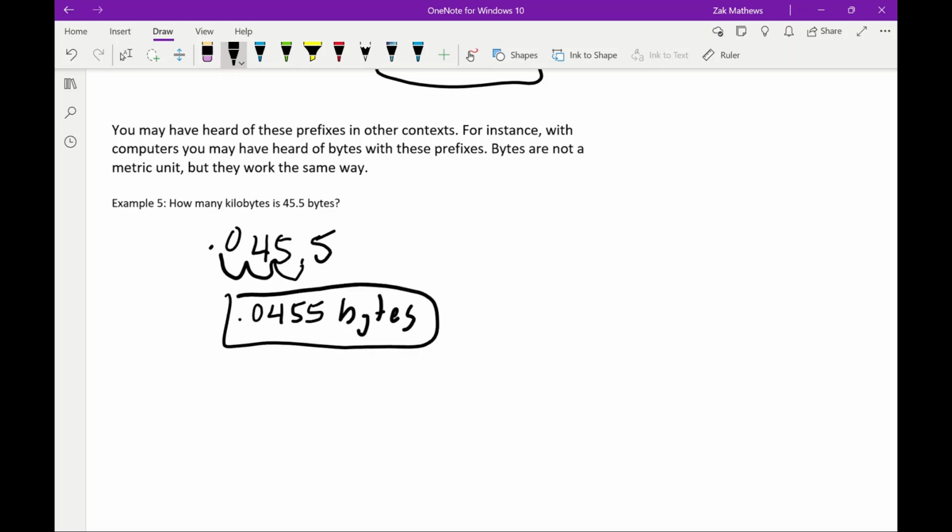So it's the same exact process. Even though byte, not a metric unit, it still works in the same way. You may have heard of the larger ones like megabytes. Megabytes are even larger than a kilobyte. So there are other prefixes. I've just shown you some of them today to show you how they work. But it is just all that idea of multiplying by powers of 10.